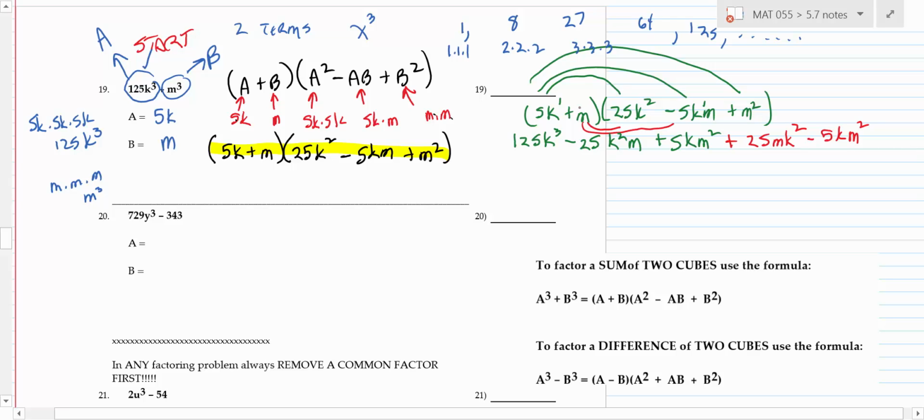Okay? And then the last thing you do is you do m times m squared. Tell me what m times m squared is. M to the third. Good, because you're doing 1 plus 2. Okay? And that's 2 positives. So that would be positive m to the third, like that.